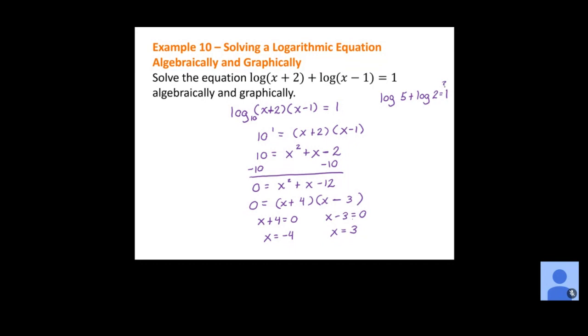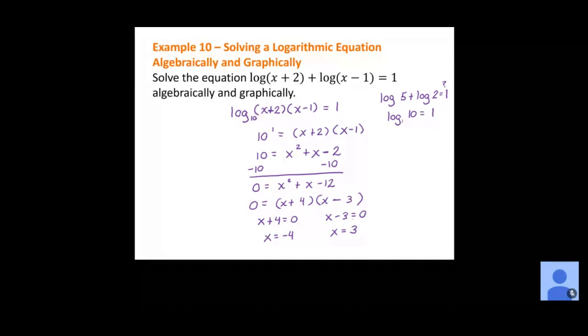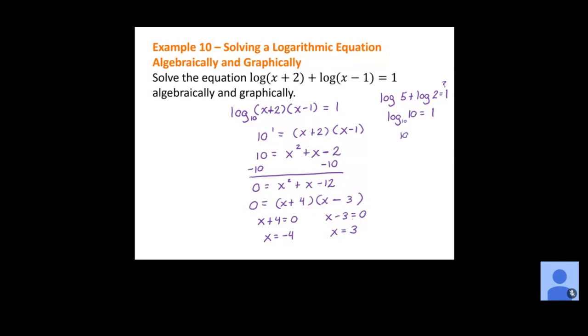Well, we have addition, which means we can use multiplication. So that's going to give us the log of 5 times 2, which is 10, equals 1. And now the base of this log is 10. And so this says that 10 to the first power equals 10, which is a true statement, right? So that's why our graph does cross at 3, and 3 is a solution to this problem.